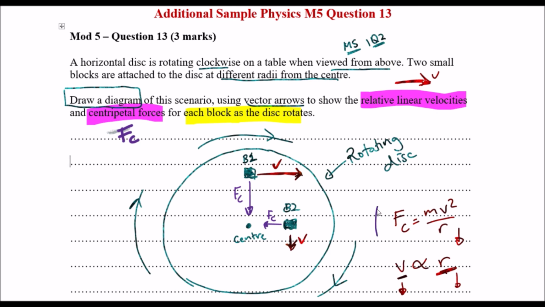And that's the relationship we can show to demonstrate how linear velocity and centripetal force relate with each other on a rotating disk. Might also write rotation direction to represent that this is going clockwise.